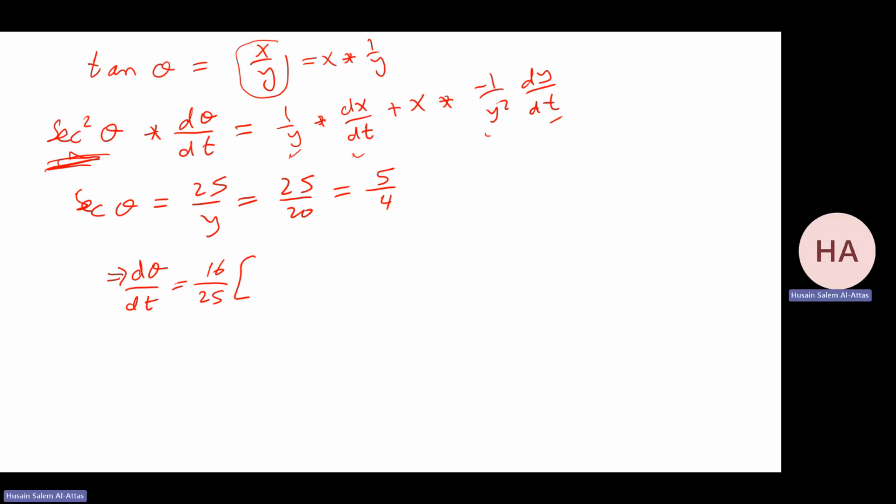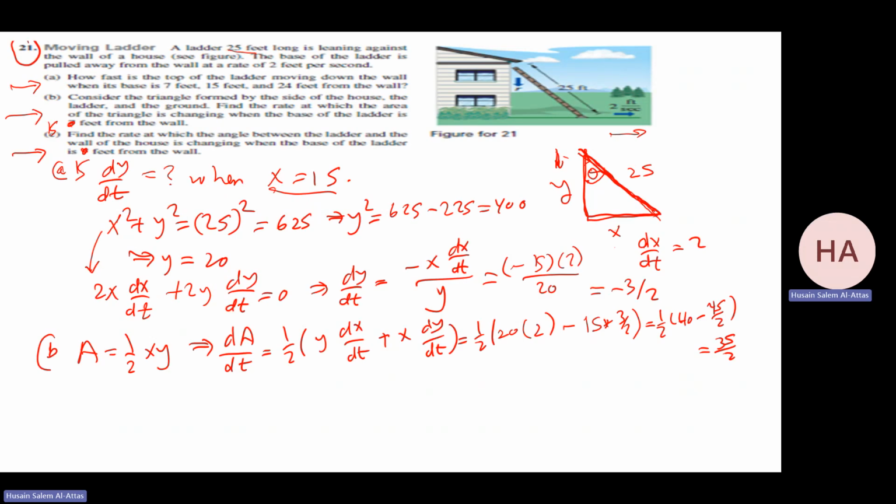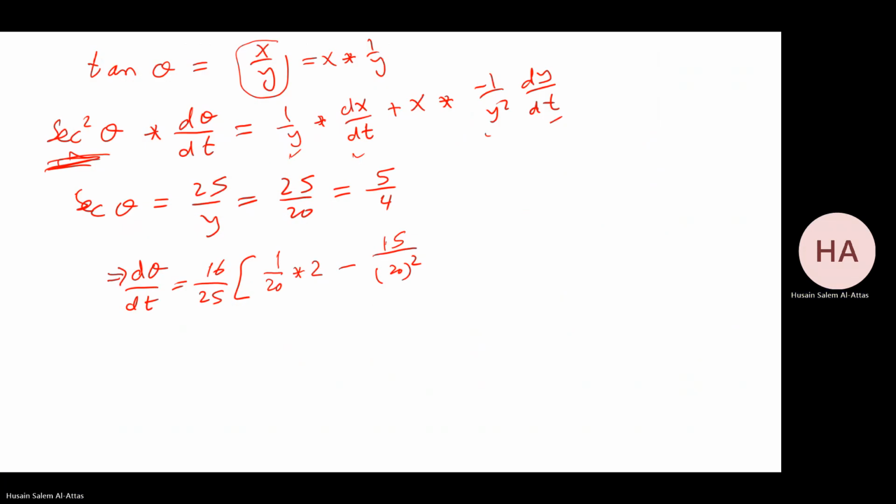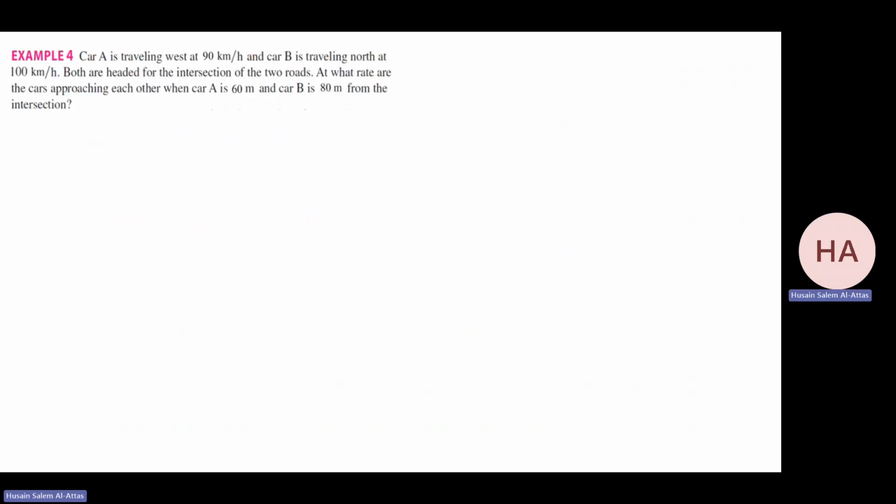Y is 20, so it will be 1 over 20 times 2 minus x. X is what? 15. Y squared is 20 squared. And dy by dt, where is it? Minus 3 over 2. That will be minus 3 over 2. Okay. Do the calculations. You will get 5 over 32. Yeah, I will leave it. But this is the idea. You just plug in the numbers and find it.